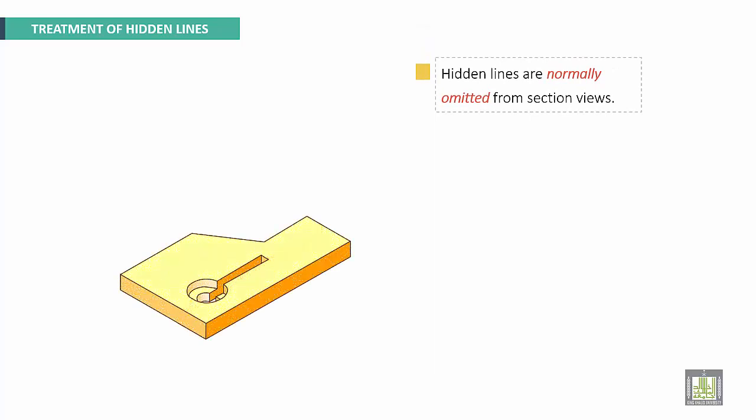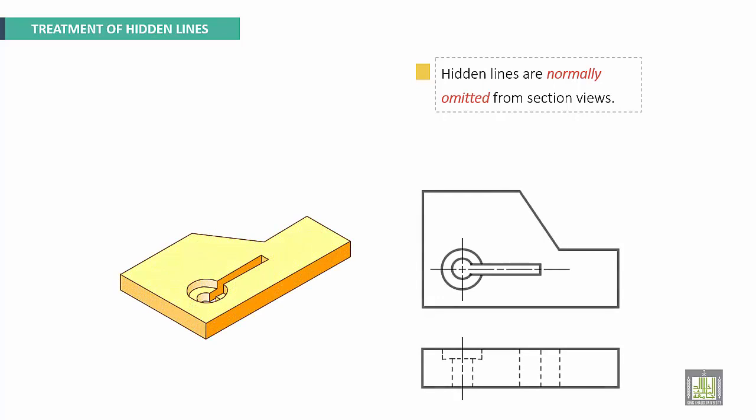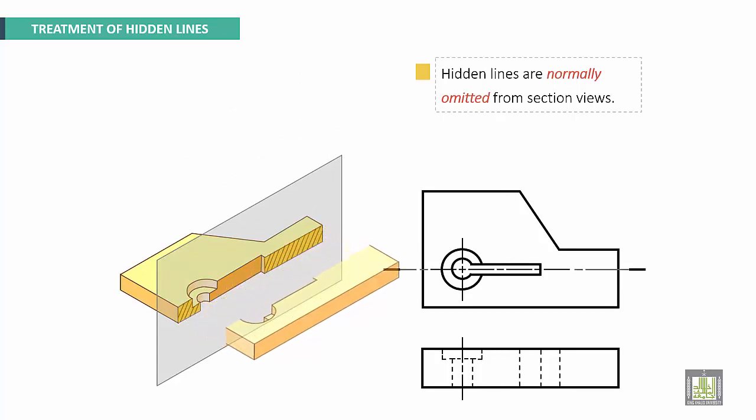Treatment of hidden lines. Hidden lines are normally omitted from section views. We have an example here. These are original views. If we make section, we'll get dashed section view section lines with hatching. So dashed line should be removed on the sectional view.